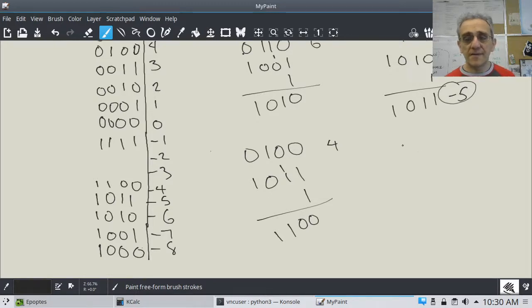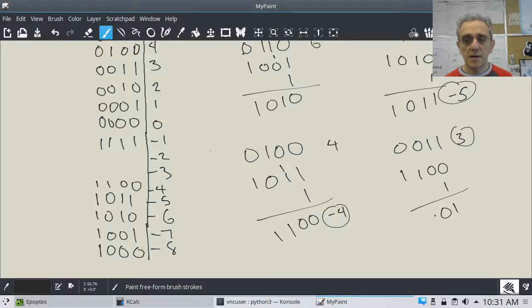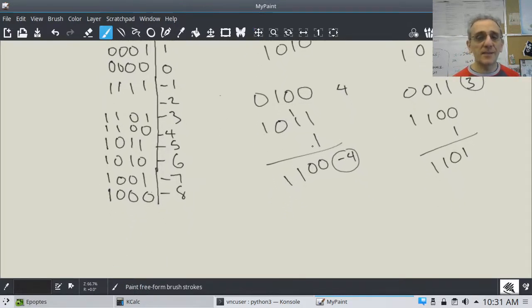And then negative 3 is positive 3. Right? This one was negative 4. And now negative 3 would be flip the bits, add 1. That's 1, 1, 0, 1. So we've got 1101. And finally, last but not least, 2 was 0010.